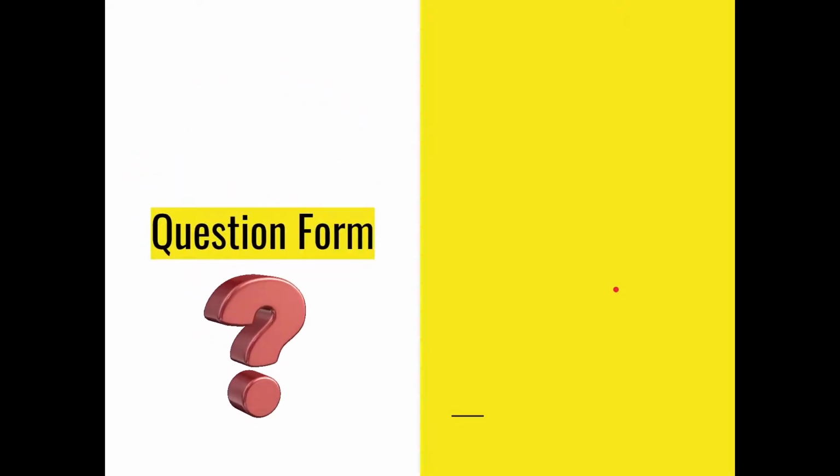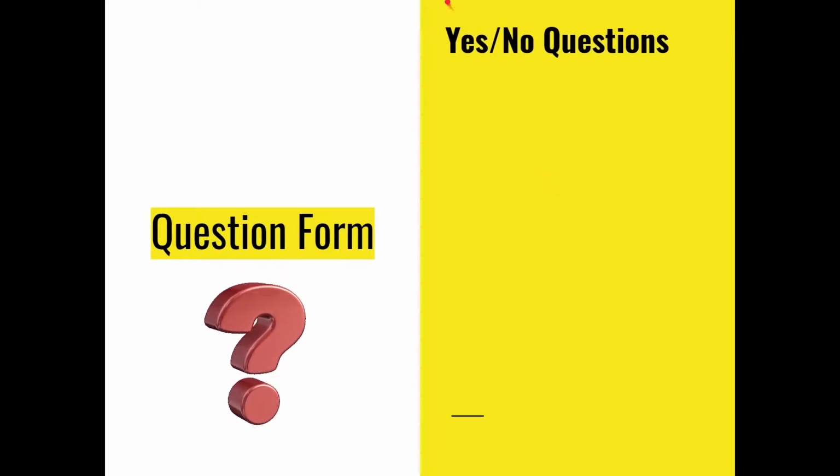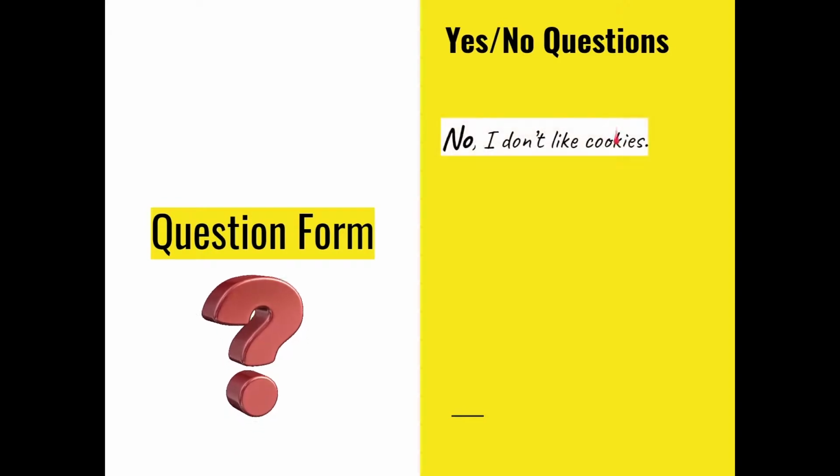What about the question form in the present simple tense? I want to create a question. I want to ask you about something that is true, something I want to talk about in the present simple but in a question form. What do I use? For yes or no questions, meaning the answer has yes or no in it.